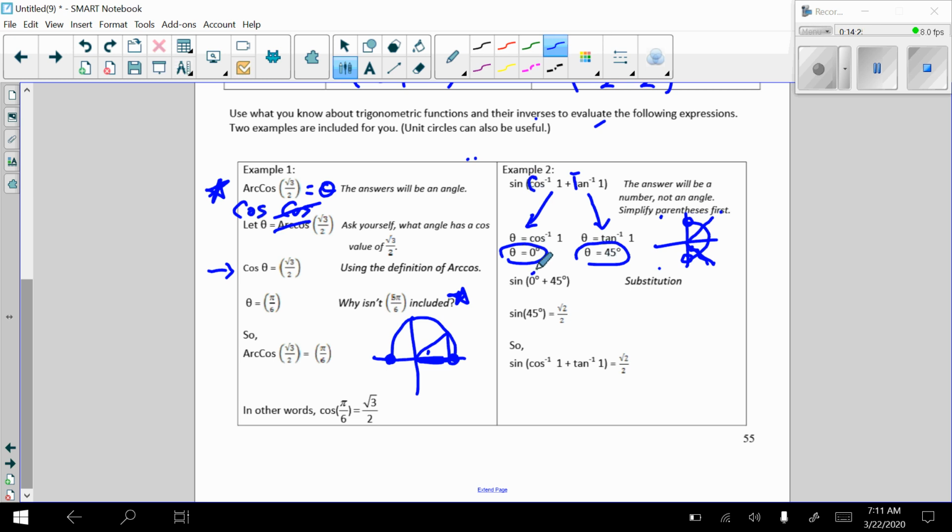So now we just substitute those values back in here and here. We get, what's the sine of a 45-degree angle? It's √2/2. And therefore, this whole problem simplifies to be √2/2. Okay? So I want you to look at those. I want you to think about them.